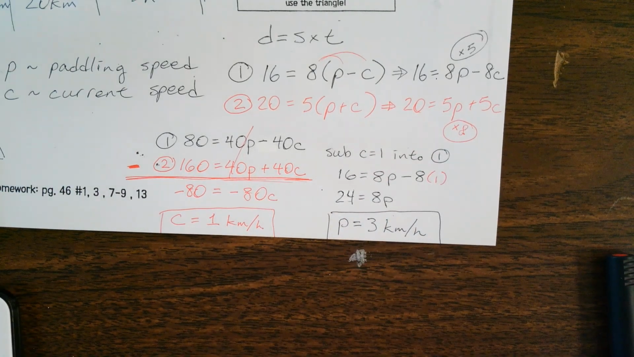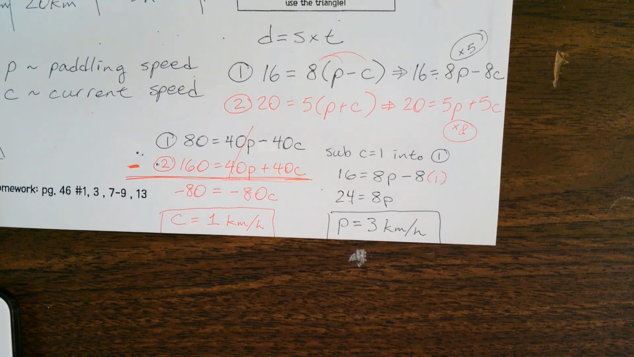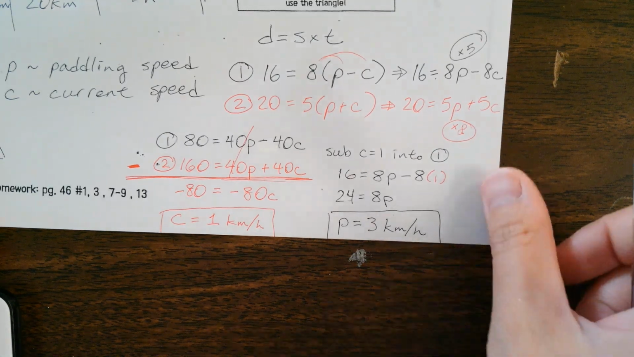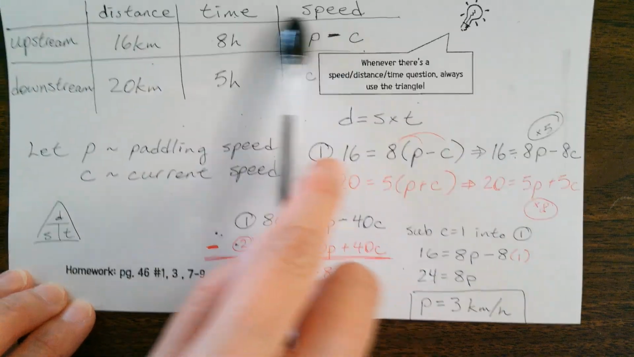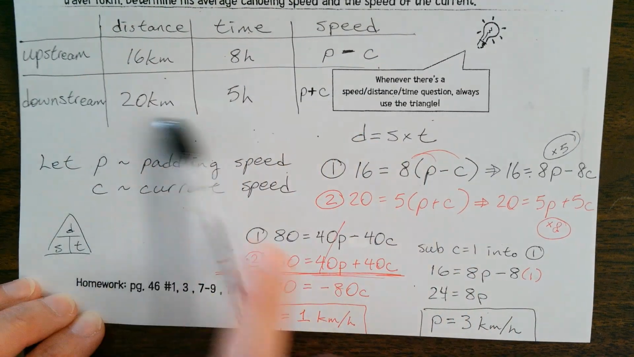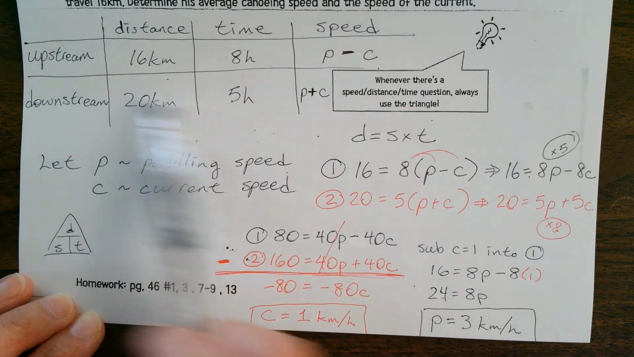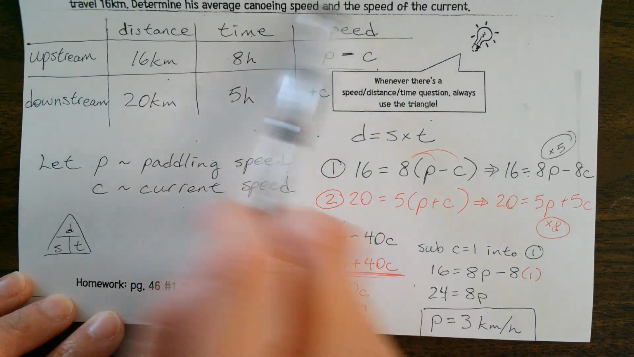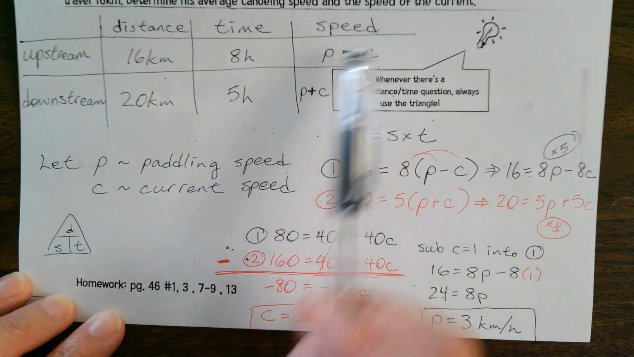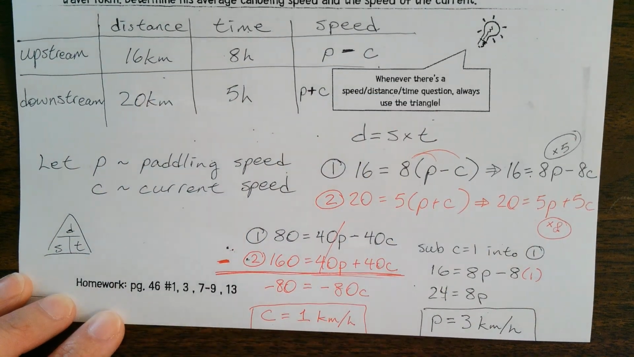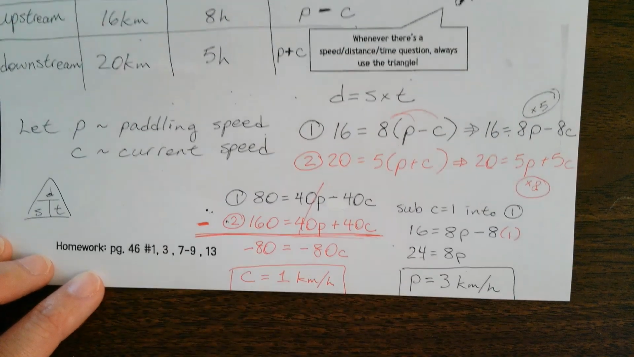Okay, so this was one of the trickier word problems. But now that we did it together, does it make sense? Yeah, so I think the key was setting this table up. Whenever you deal with speed, time, and distance type of questions, remember this, set it up like this. It will help organize your equations much neater, much easier.